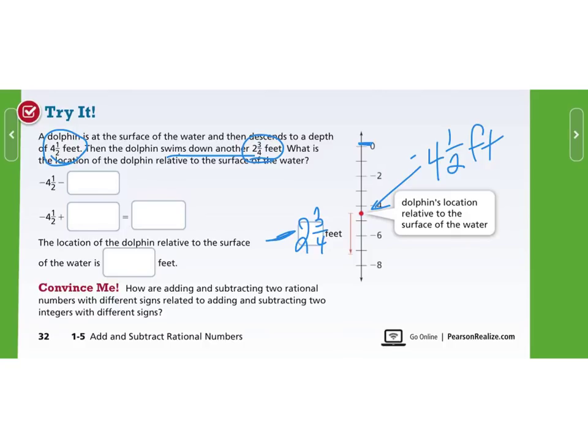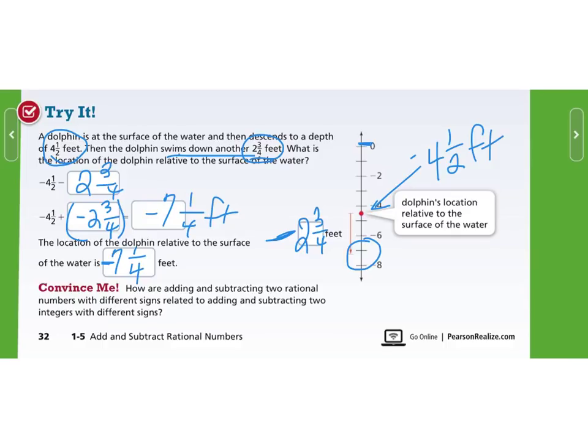And we're going from that negative 4.5 down another 2 and 3/4 feet, and to see where we end up at this point right here. So what we're looking for is to see, where do we actually end up? Okay, pause the video, see if you can finish, and then come back and check your answer. All right, check your work and check your answer.